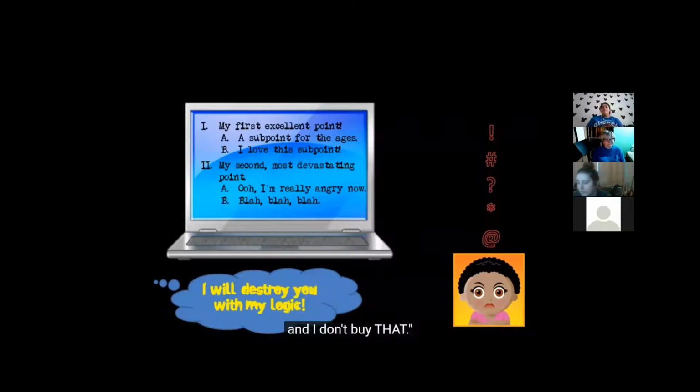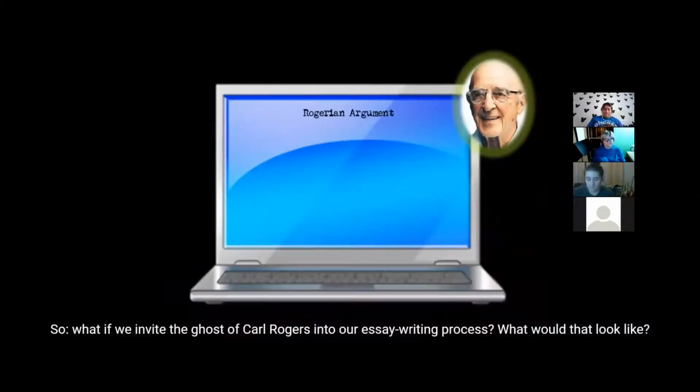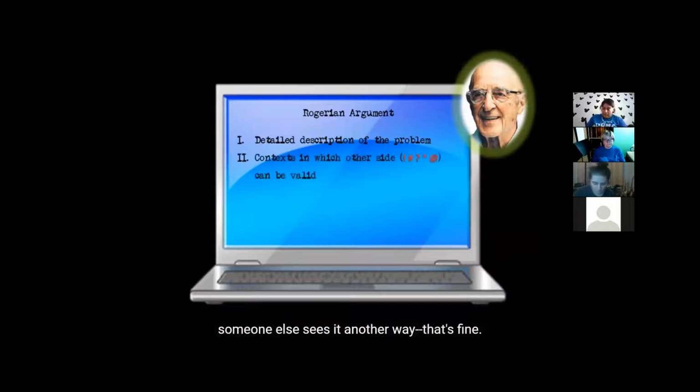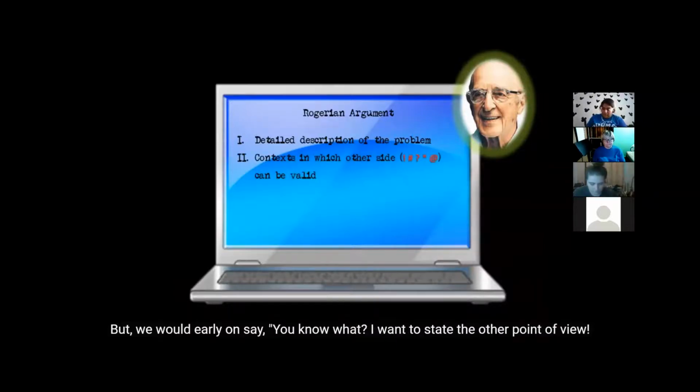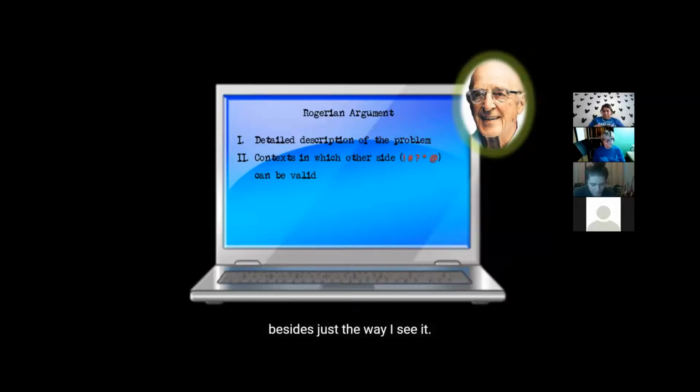So what if we invited the ghost of Carl Rogers into our essay writing process? What would that look like? Well, maybe in a Rogerian argument, we would first describe what the problem is that we're trying to solve. Sure, I see it one way, and someone else sees it another way, that's fine. But we would early on have to say, I want to state the other point of view. I want to let you, my readers, know that I'm listening to you and I understand other things besides just the way I see it.